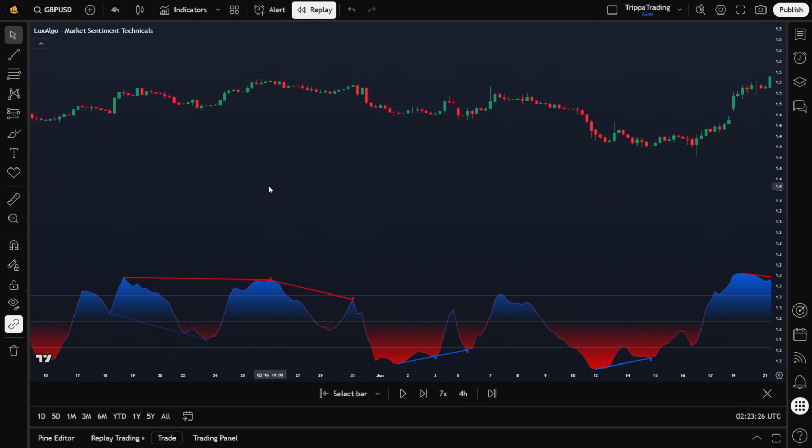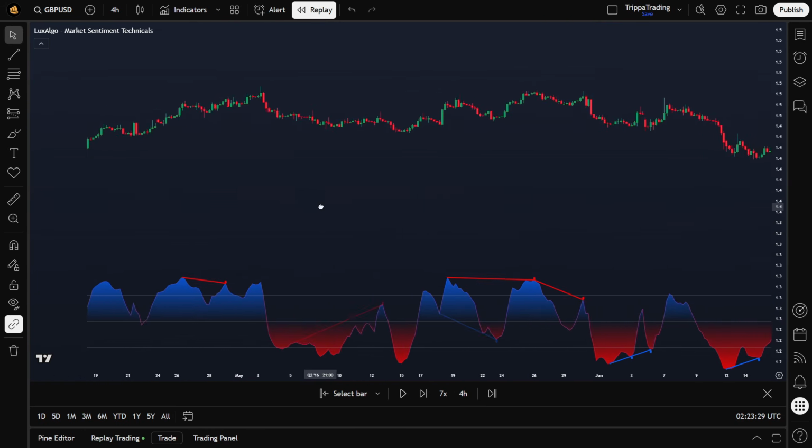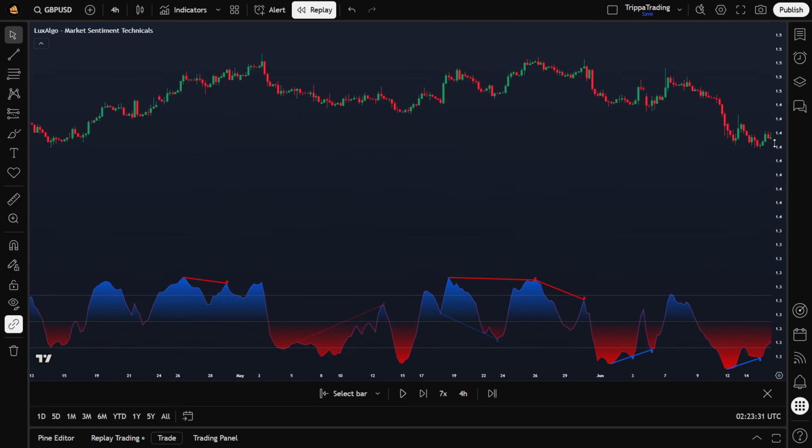Watch how the sentiment shifts before big breakouts or reversals. It's surprisingly accurate once you get used to reading it.